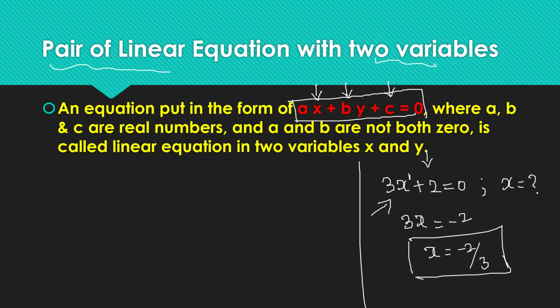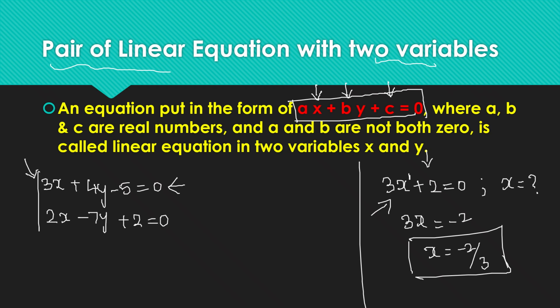Now I am just taking one example: 3x plus 4y minus 5 equal to 0. This is one linear equation. But is this alone enough to solve for x and y? No, not at all. We need one more equation also. Then only we can solve these two equations and find the values of x and y. So I'm just writing one more equation: 2x minus 7y plus 2 equal to 0. So for two variable linear equations, we need a pair of linear equations holding two variables. Then only we can solve this and find the values of the unknown variables x and y.